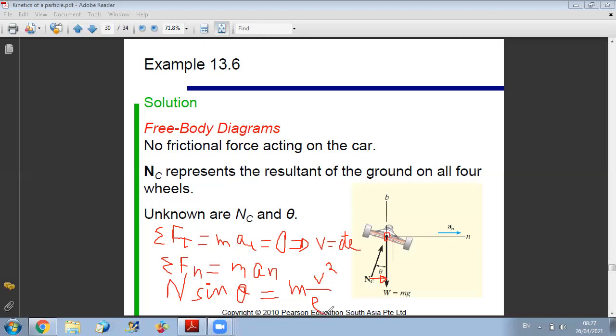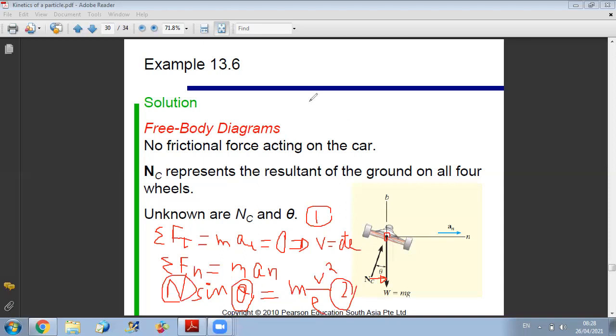Okay, so this is equation 1, this is equation 2. As you can see here, you have two unknowns, N and theta, and we want to try to express them as a function of our variables, m, v, rho. Okay, now I will write the third relation.